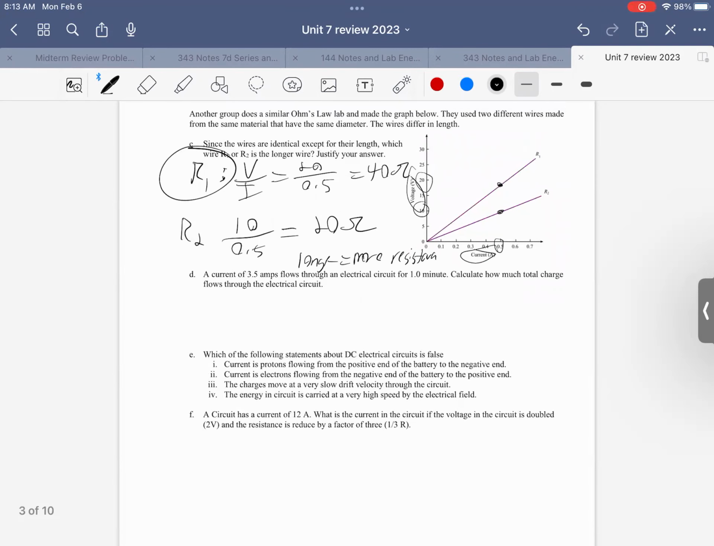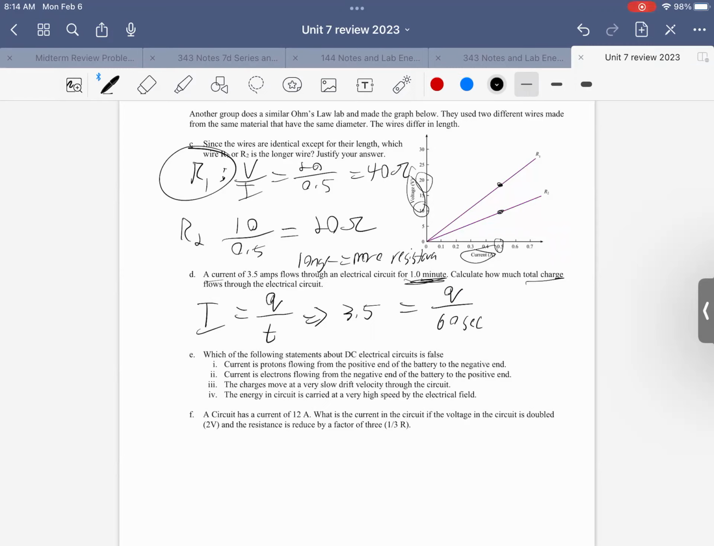So now we've got a current of 3.5 amps flows through an electrical circuit for 1 minute. Calculate how much charge. So this is where we're getting into time, charge, and current. That's that relationship between current is equal to charge, Q, divided by the time. Now remember that charge in coulombs, time in seconds. So current, 3.5 amps, is going to equal whatever charge we have divided by the time, but it's not 1 minute, it's 60 seconds, right? That needs to be in seconds.